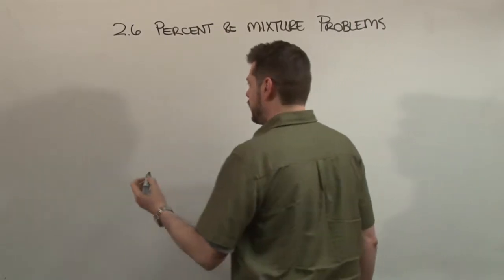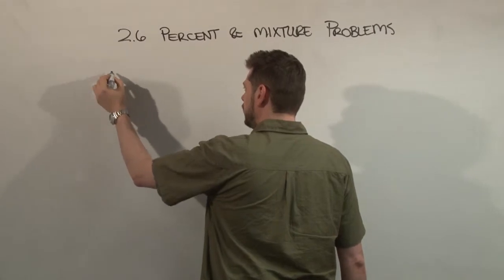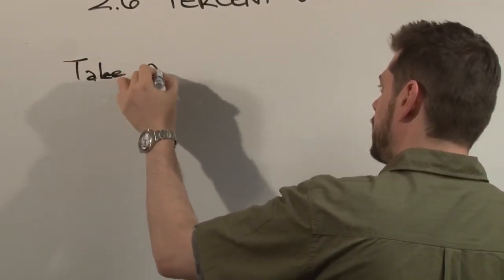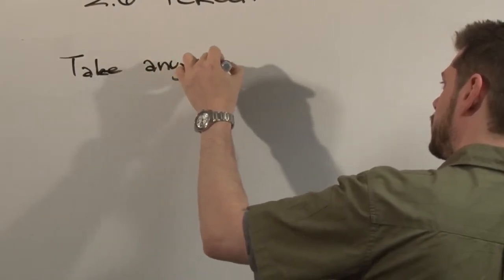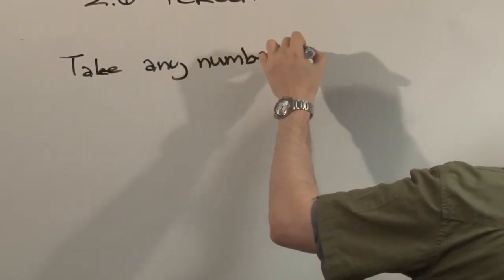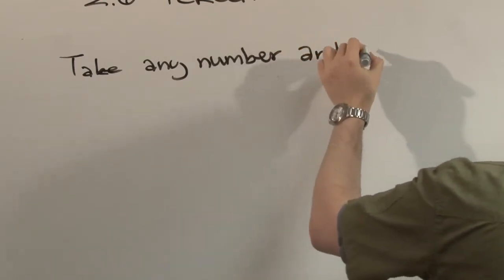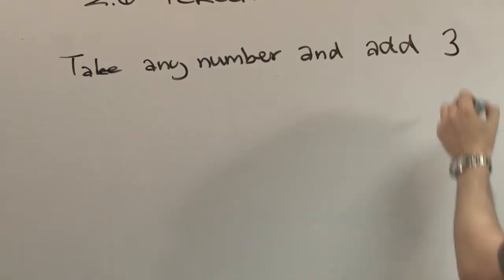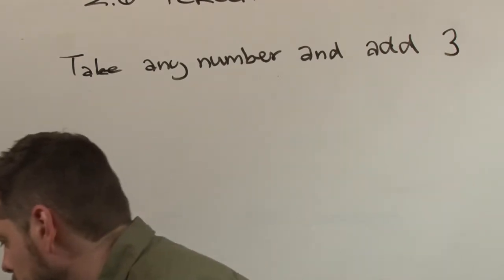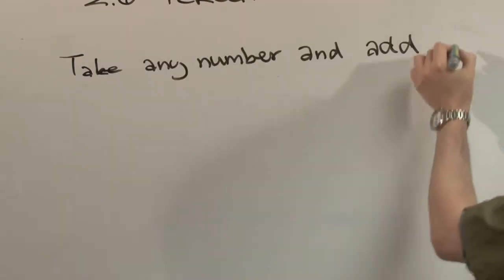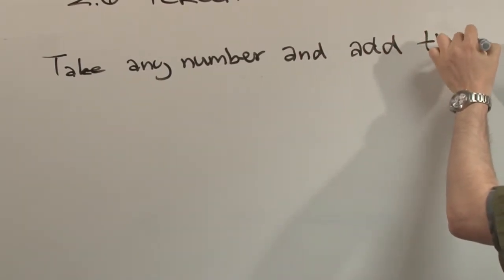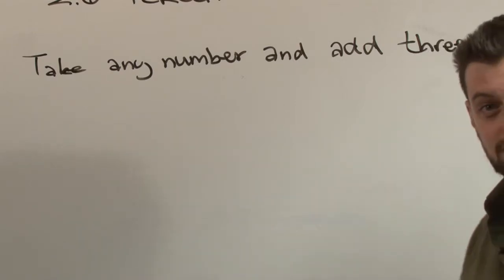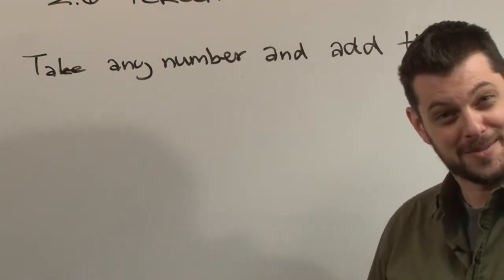So if I were to ask you, take any number and add 3. And I should even write that as the word 3, right? Could you translate this English sentence into a mathematical representation? The answer is yes? Question mark, maybe?